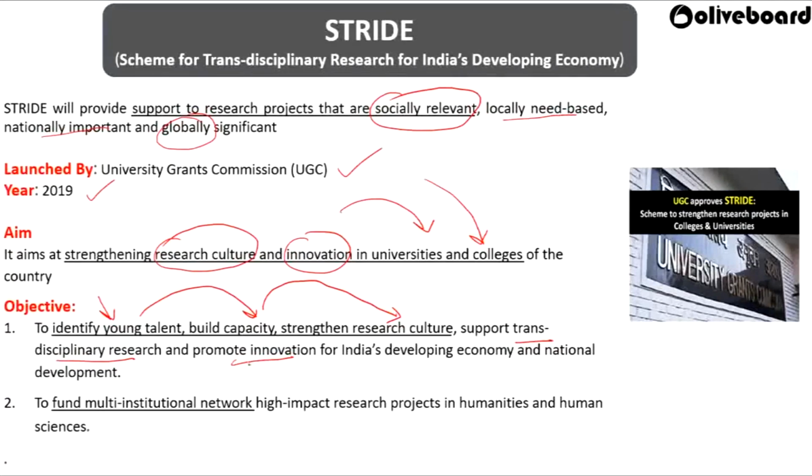The second objective of this scheme is to fund multi-institutional network high impact research projects. So here we are funding the research projects which are relevant for humanities and human science.